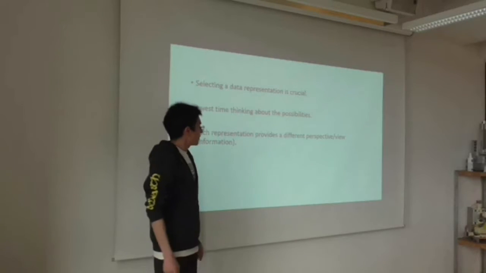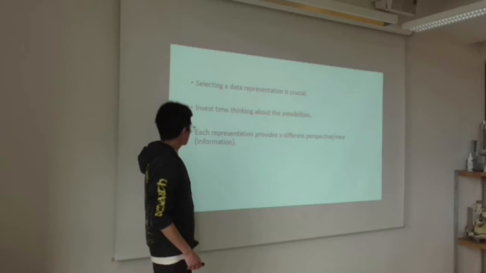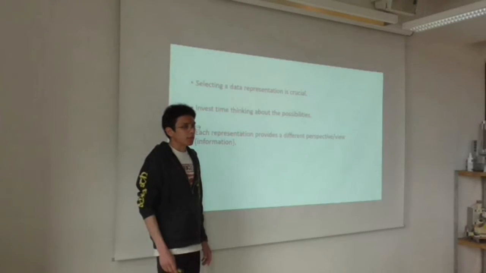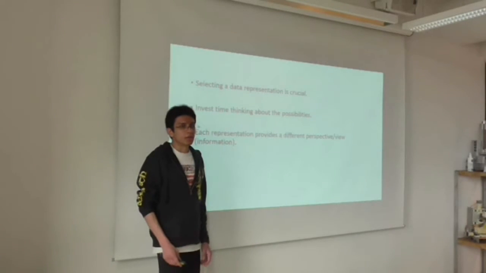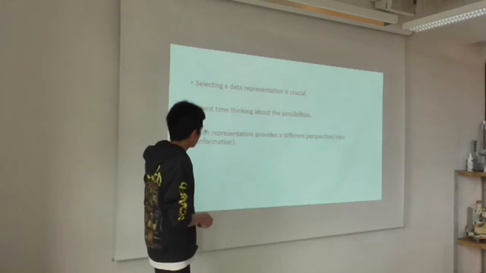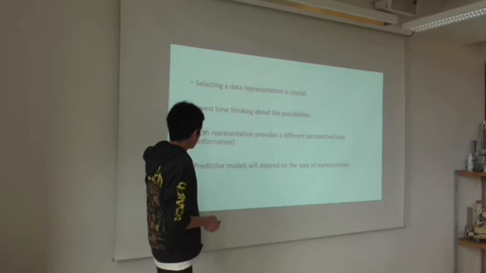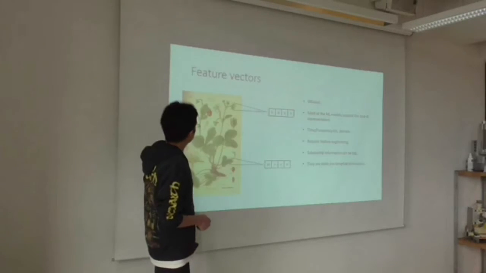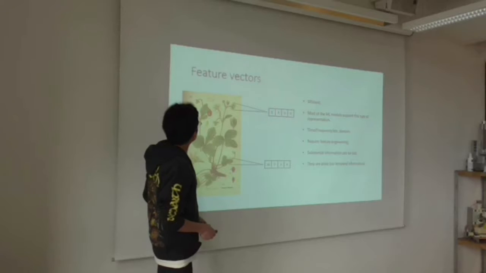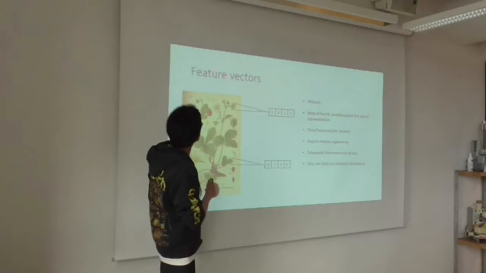Each representation provides a different perspective or view of your problem, and as a consequence, each view will provide different types of information that your algorithms can use to find the desired patterns. So the predictive models will heavily depend on the type of representation that you choose. Now I'm going to talk about some data representations. This is the most common one, I think: feature vectors.